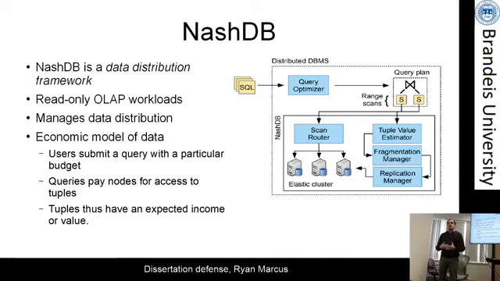NashDB manages the data distribution using an economic model of the data. So we assume that when a user submits a query, that query has a particular budget that represents the priority of the query, or the value of the query to the user. Those queries then pay nodes for access to tuples. And because a query pays nodes for access to tuples, we can think of each tuple as having a particular value. So if a tuple over the course of an hour is accessed 100 times by queries that each pay a cent, we can say that that tuple has an expected value of around $1.